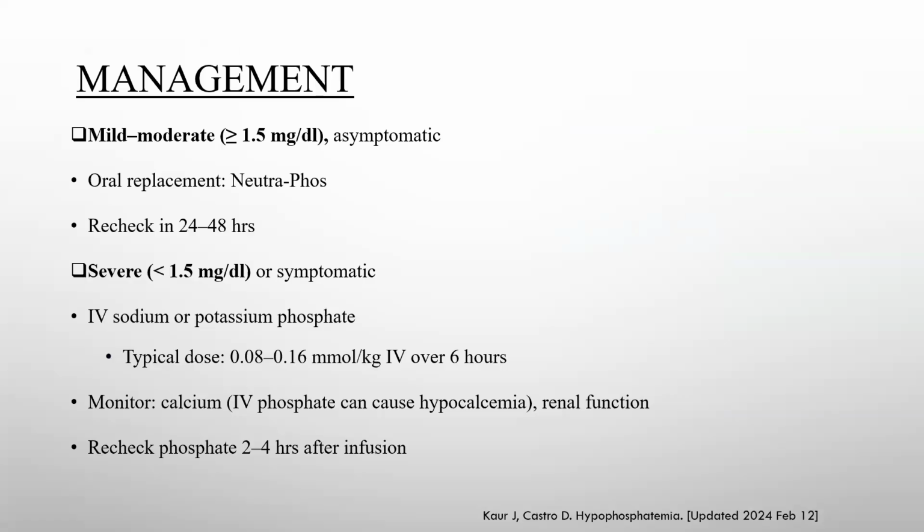So the management in mild to moderate levels, when it is more than 1.5 milligram per deciliter, or in case of asymptomatic, we can give oral replacement therapy with Neutraphos, which can be given 2 packets 6 hourly. And in severe cases, in less than 1.5 milligram per deciliter in symptomatic patients, IV sodium or potassium phosphate is given, and we have to monitor the calcium level because IV phosphate can cause hypocalcemia, and the renal function also has to be monitored.